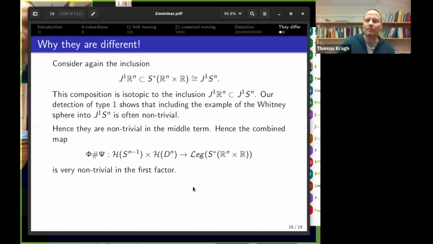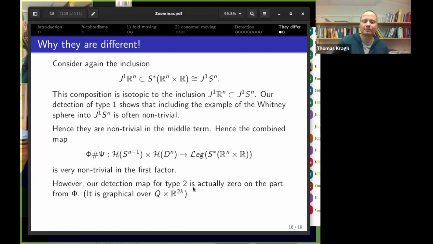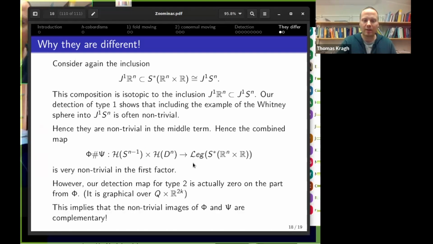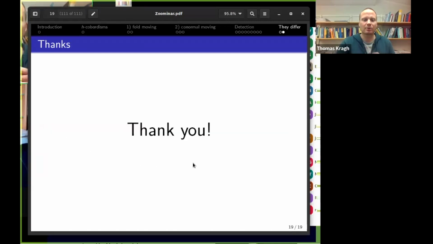And then you can check that our detection of the type 2 thing, which was this thing, the other factor, is actually 0 on this part, which means that, yeah, I'm not going to say why now. I'm running out of time, but it implies that these two are actually complementary. So yeah, they're not the same, and they give two different copies of h-Cobordism spaces inside Legendrians. And that's really it, and that's the end of the talk.